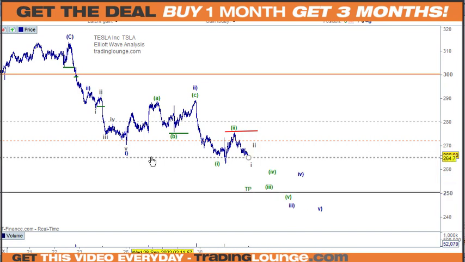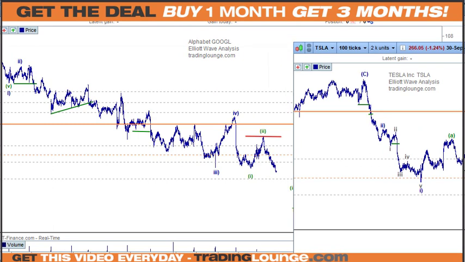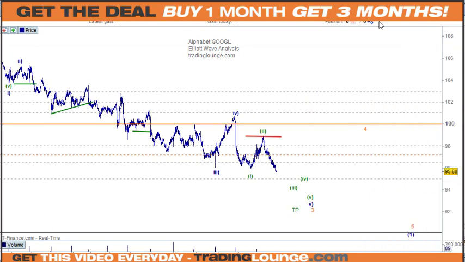Just not sure if I got this count right, that's all. So we might need to adjust that to bring it in line with the rest of the markets. Alphabet here, yeah, same here. I'm just bringing it all into the same count really. Wave 3, 4 and 1 and 2, and then 3, 4, 5 for the third wave here.